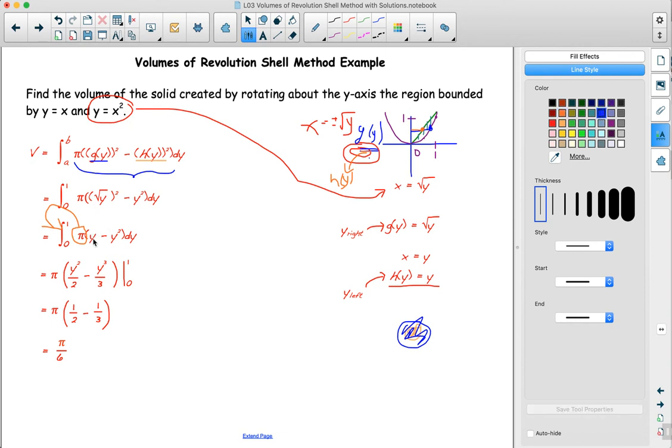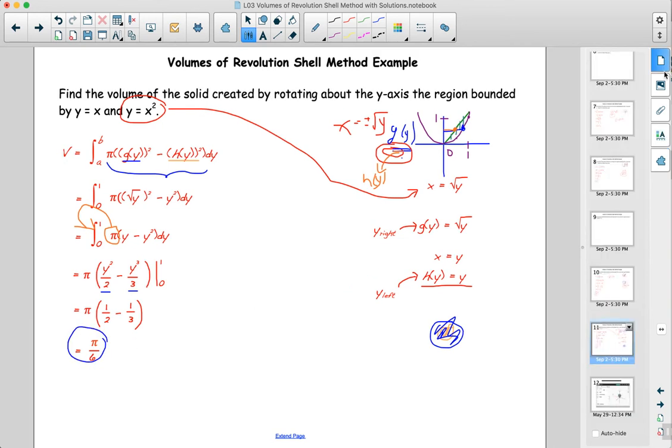The antiderivative of y is y squared over 2. The antiderivative of y squared is y cubed over 3. And bounds of integration from 0 to 1. And again, the 0 is not contributing anything, so I'm just going to go straight to 1/2 minus 1/3. Pi times 1/2 minus 1/3, that's 3 over 6 minus 2 over 6, which is 1 over 6. And pi times 1 over 6 is pi over 6.